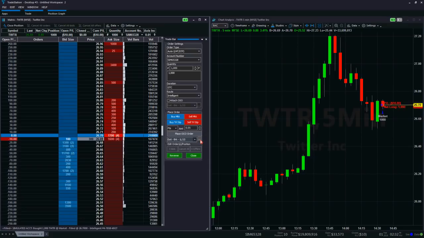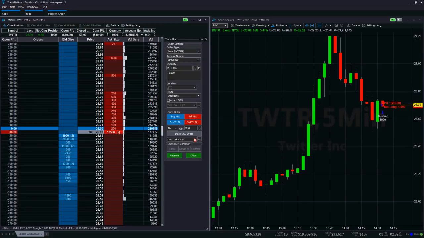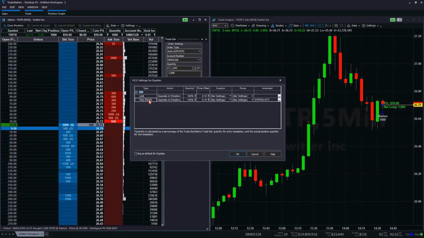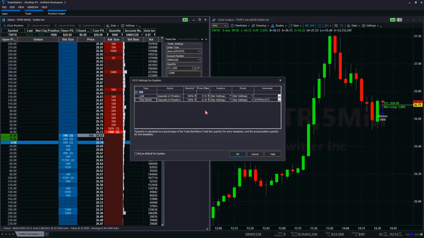You have the ability to click on the ellipses right here on the right-hand side. Let me just click here to show you. And you can see the two orders that are going to be sent, a limit and a stop. And you can also see the price offset. The price offset right now is 10 cents. So your target is going to be 10 cents above, and your stop is going to be 10 cents below.